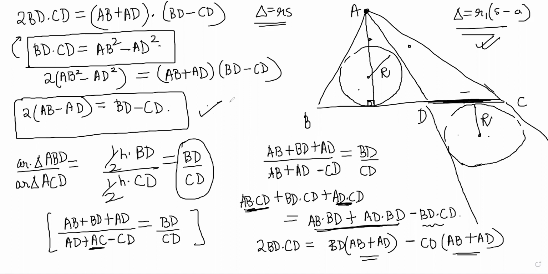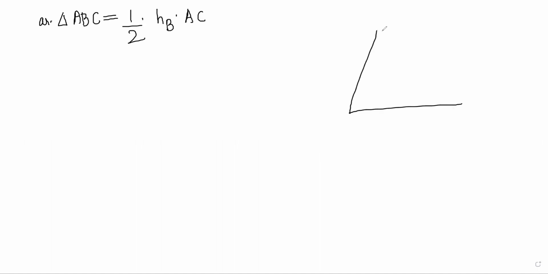Now we take a different approach and we say that area of triangle ABC is equal to half into height B into AC. What do I mean by this? If I have triangle ABC here, from B I can draw an altitude on AC and this can be written as HB.